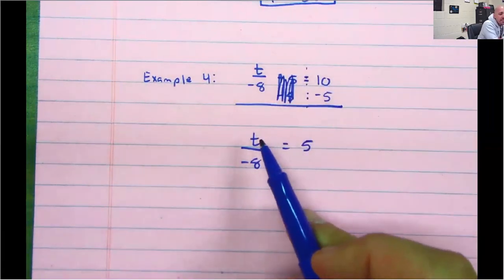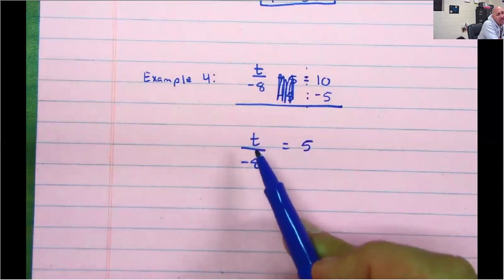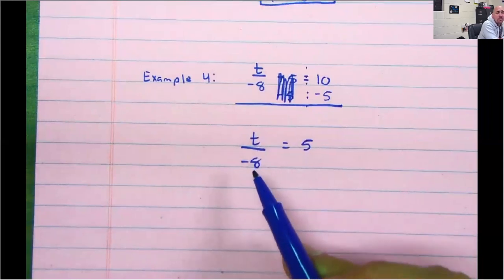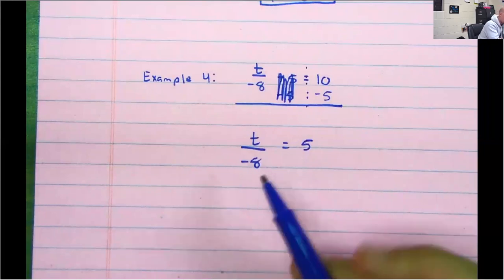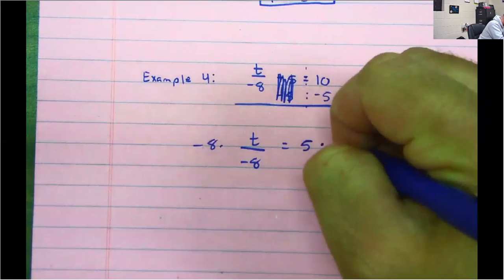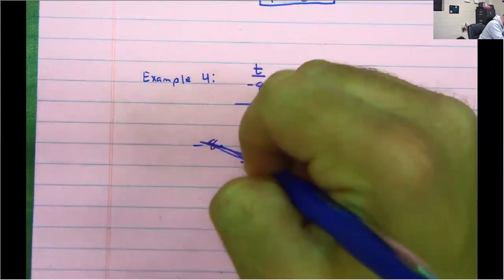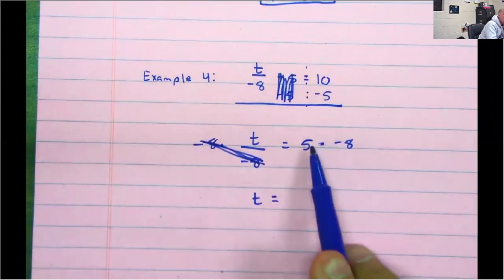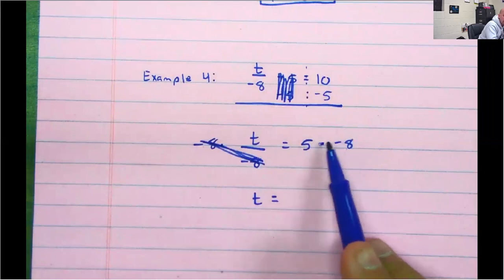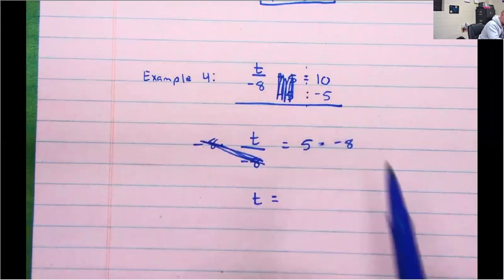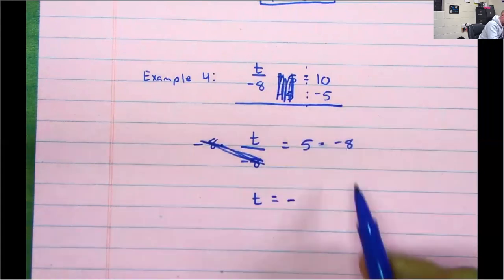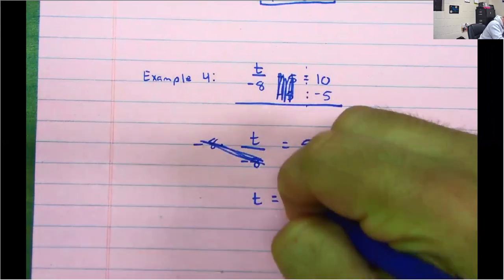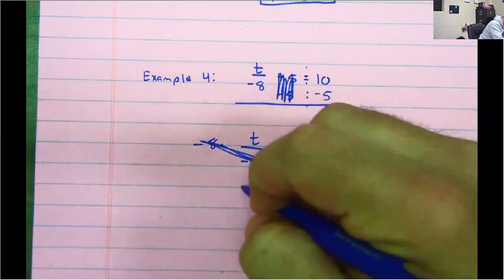Now look at this. T is getting divided by a -8. So what's the inverse of dividing by -8? Well, multiply by -8. Ooh, now we have to go back to my integer rules for multiplying and dividing. When multiplying or dividing, if the signs are different, like they are here, the answer is negative. 8 times 5 is 40.